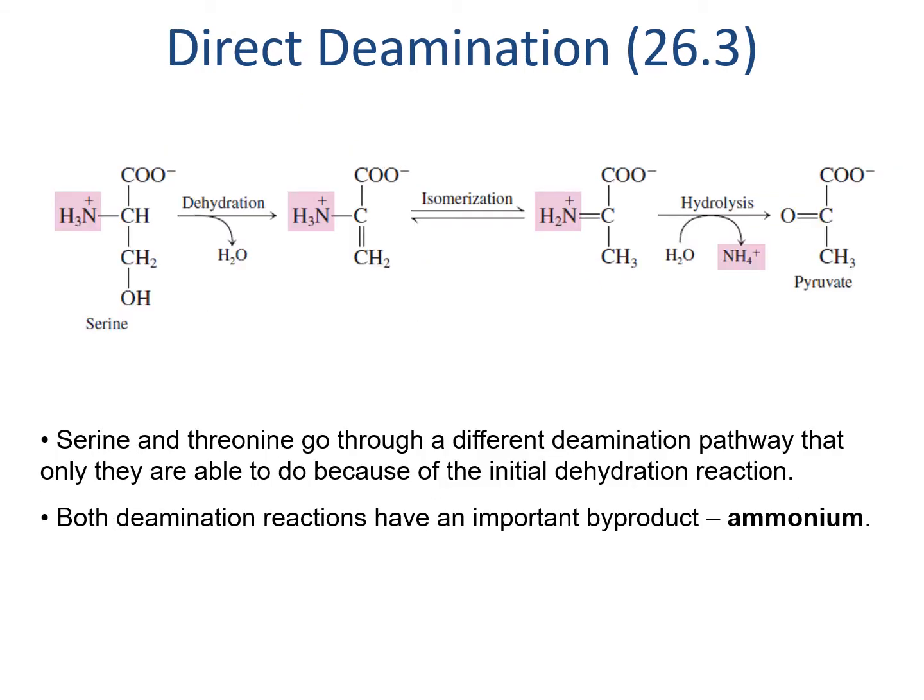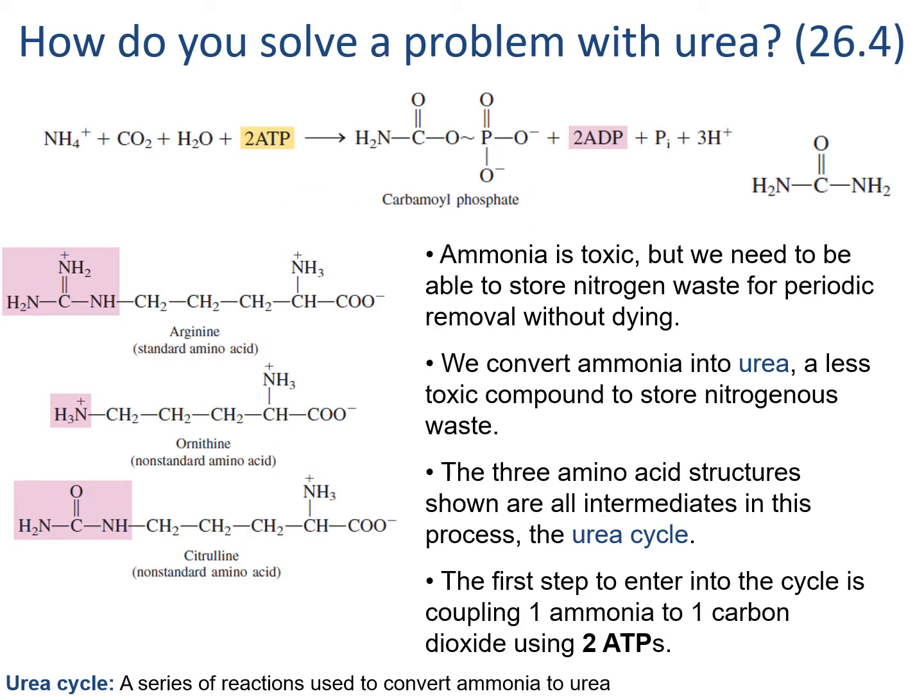Serine and threonine can be transported to the liver directly and deaminated through a non-oxidative pathway. This still gives us ammonium, so the big takeaway is that even if we deaminate through a different route, we still have ammonium that we have to deal with. So whether we're getting ammonium from glutamate, serine, or threonine, we ultimately can't hang on to it.